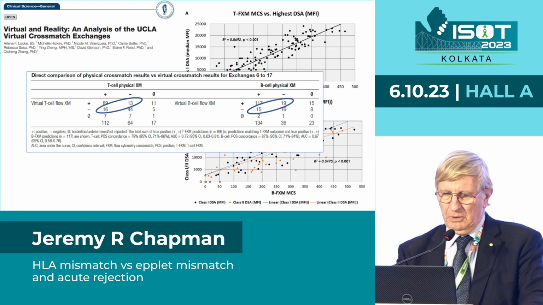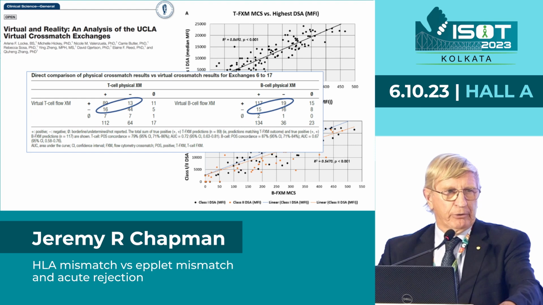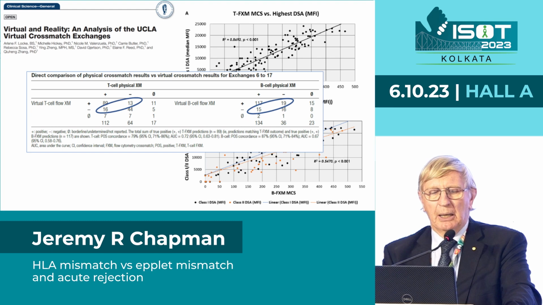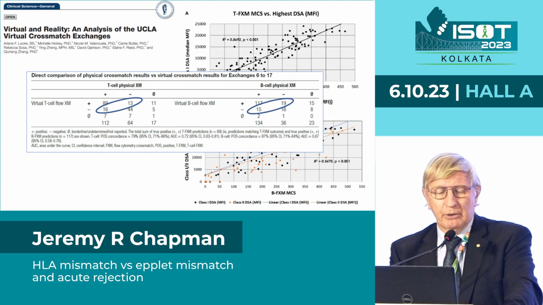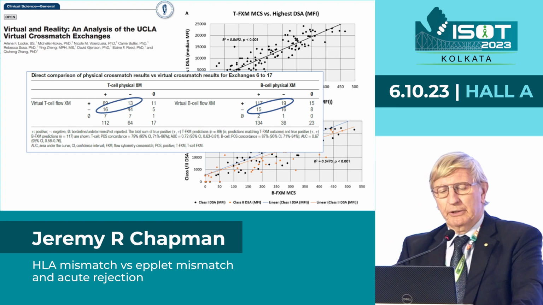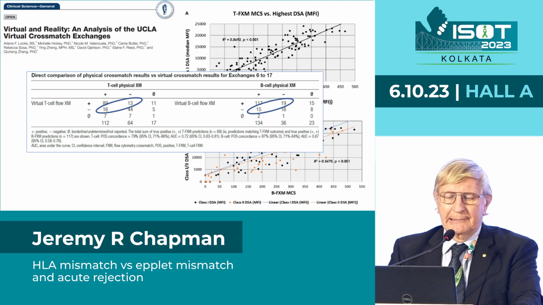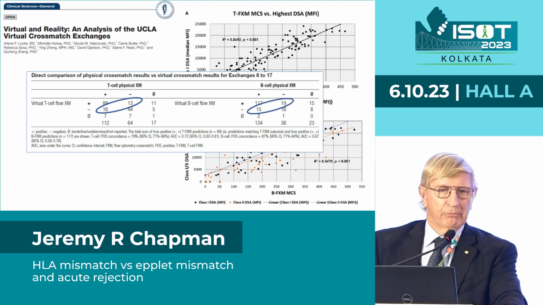And you can look here at the correlation between the flow cross match and the predicted cross match. And you can see it's a bit of a scatter. Correlation 0.72. Ooh. And then if you look at the T cell physical cross match, in other words, the flow cross match, and you compare it with a virtual cross match, look at that. Out of 112 positive T cell physical cross matches, the virtual cross match missed 16. Oops. And the virtual cross match picked up 13 that weren't actually there when you did the physical cross match. Oops. That's on T cells.